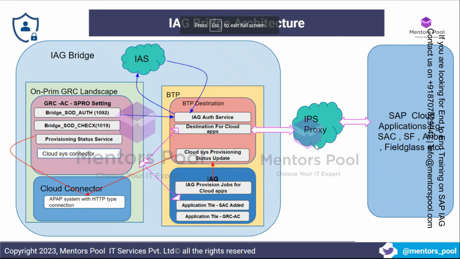So what happened? That's how you are able to let GRC know, hey GRC, the provisioning is done for this request. The complete request will start from here, go to IAG, go to SAC. SAC will use the reports available in IAG to update GRC that this request is completely processed. Okay, so that's how it looks.